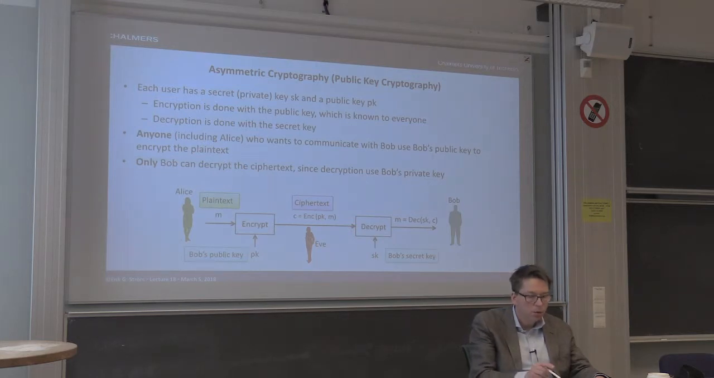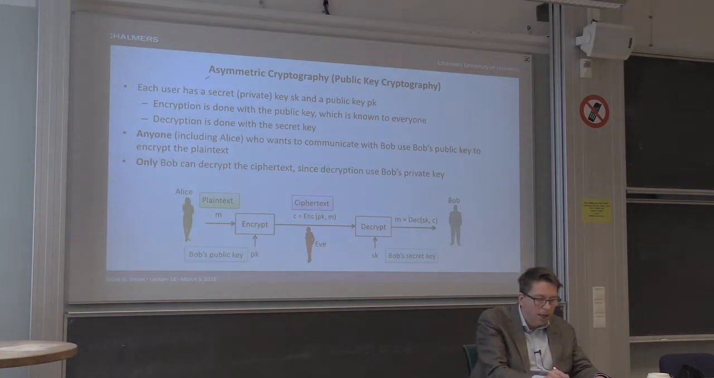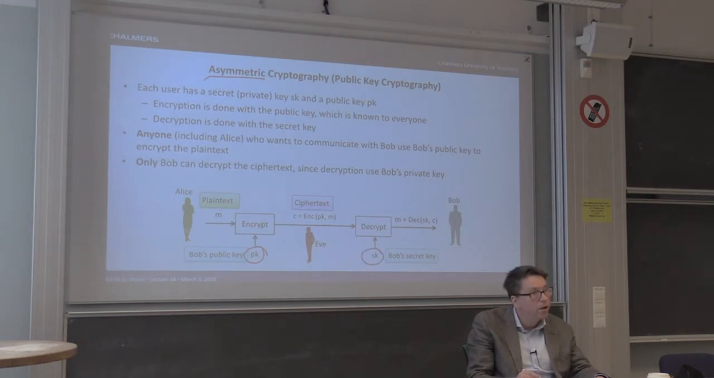Okay. So asymmetric means that there is a public key for encryption and a secret key for decryption. It's also known as public key cryptography.